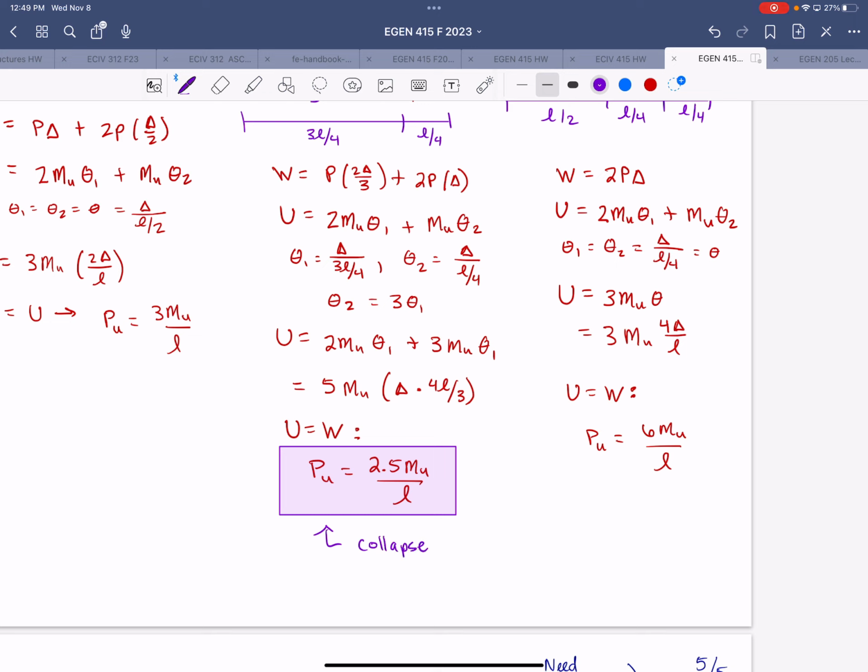So this one we can conclude is your collapse mechanism, being the lowest ultimate, or the lowest value of P to cause collapse.